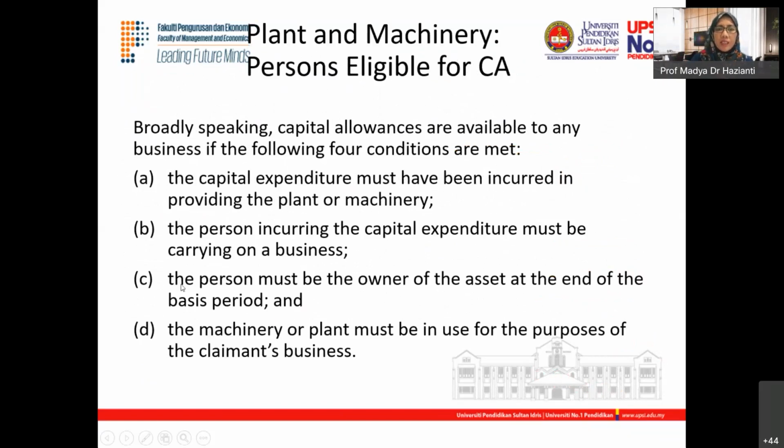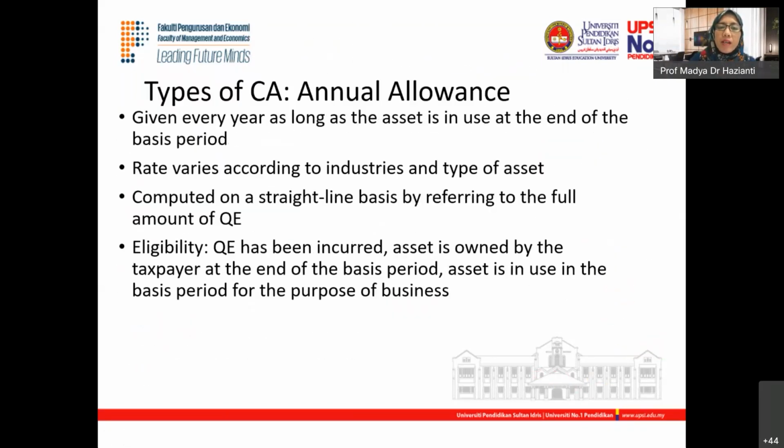Okay. Ni dia buat business. Dia owner. Dia guna untuk business. Tapi Krishnan dia A ni dia tak fulfill. Dia tak incur the business pun. Dia tak incur the business. Dia tak incur the expenditure. So tak boleh lah. Right.